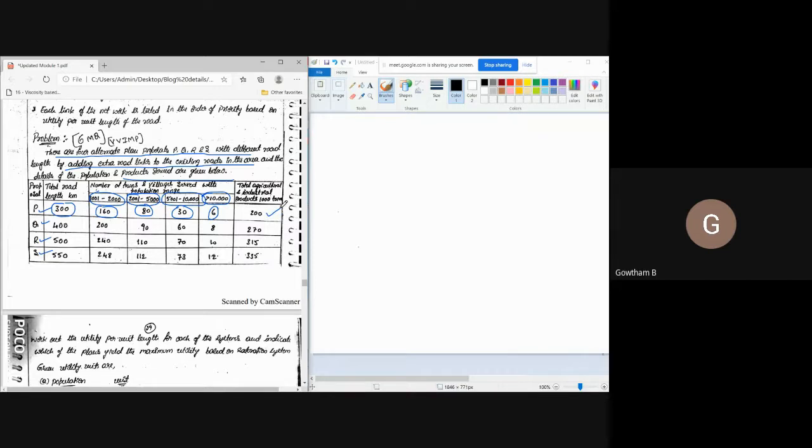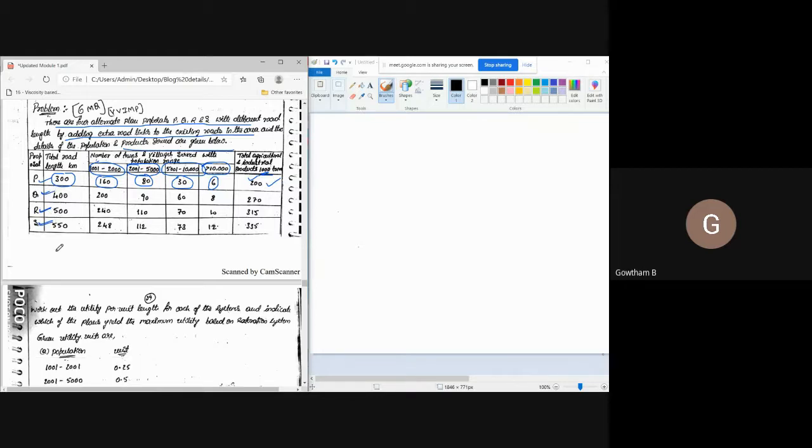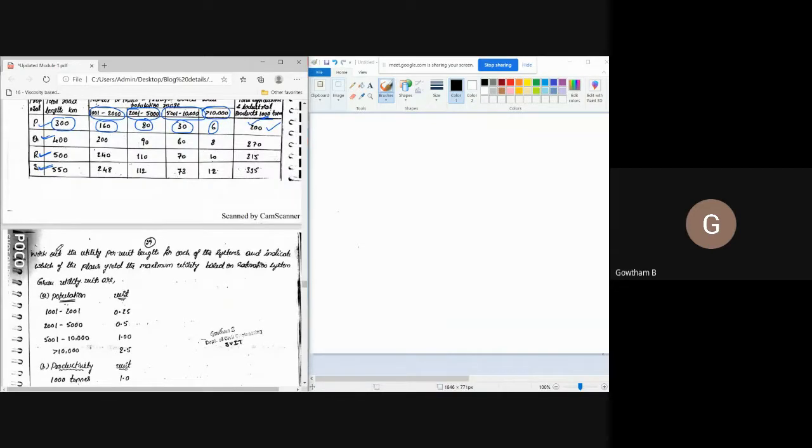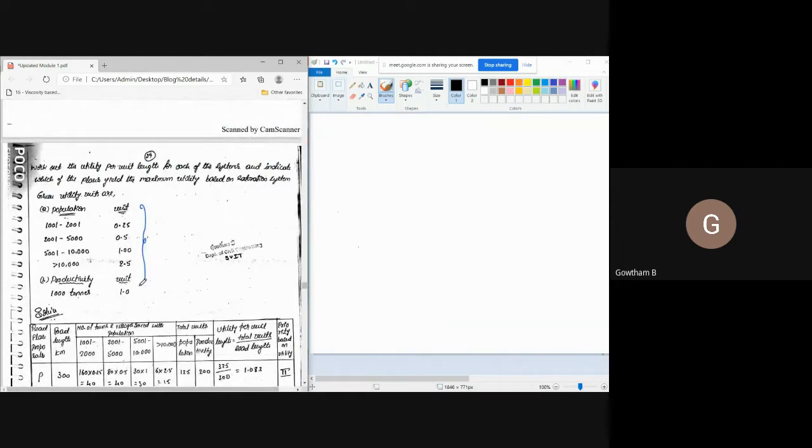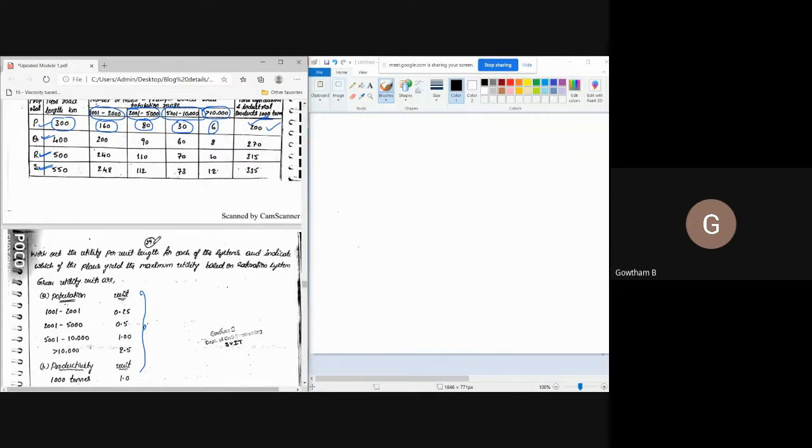Why I multiplied by 1000: in this column it is clearly mentioned that we have to take it in terms of 1000 tons. That means if it is 200, then 200 multiplied by 1000 is equal to 2 lakh tons. The same data is given for proposal Q, proposal R, and proposal S. Now, what we have to do in this problem is, using the data given and using the utility unit concept, prioritize the road. That means out of the four proposals, which proposal you are going to construct first, second, third, and fourth. This prioritization you have to do.